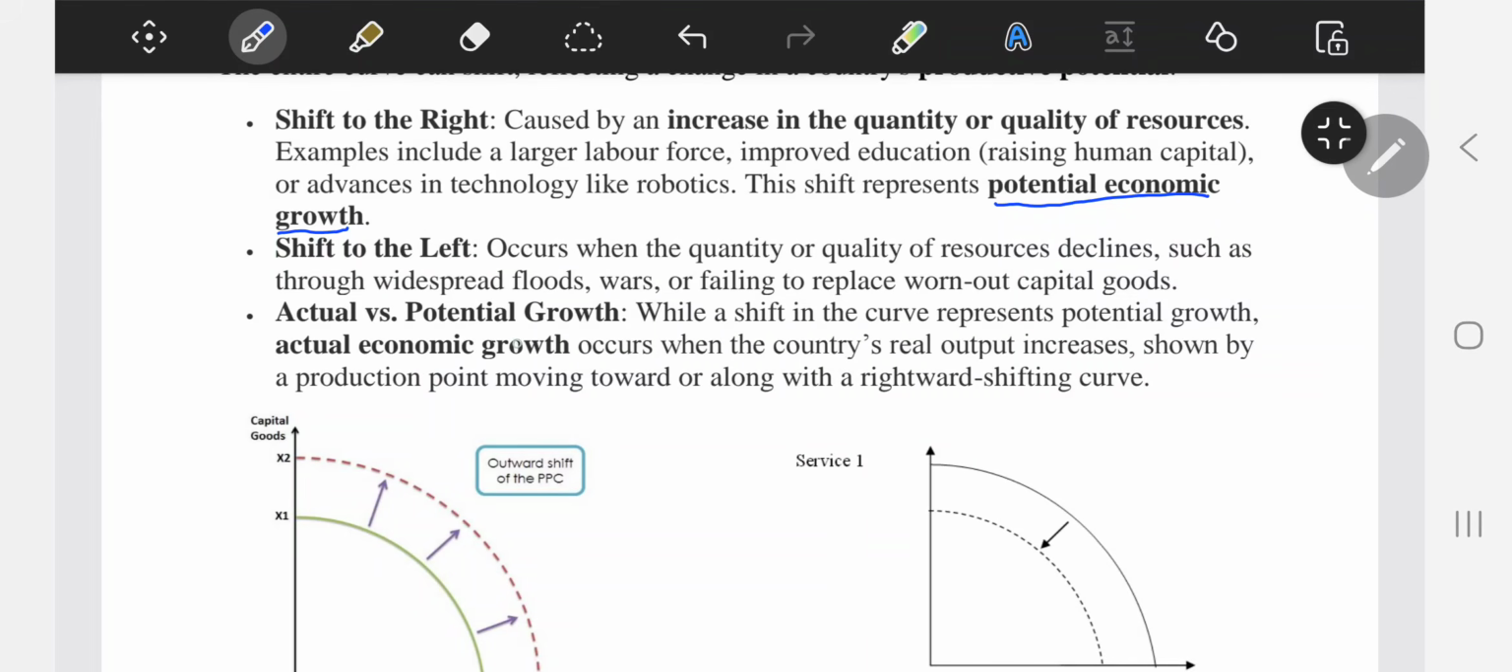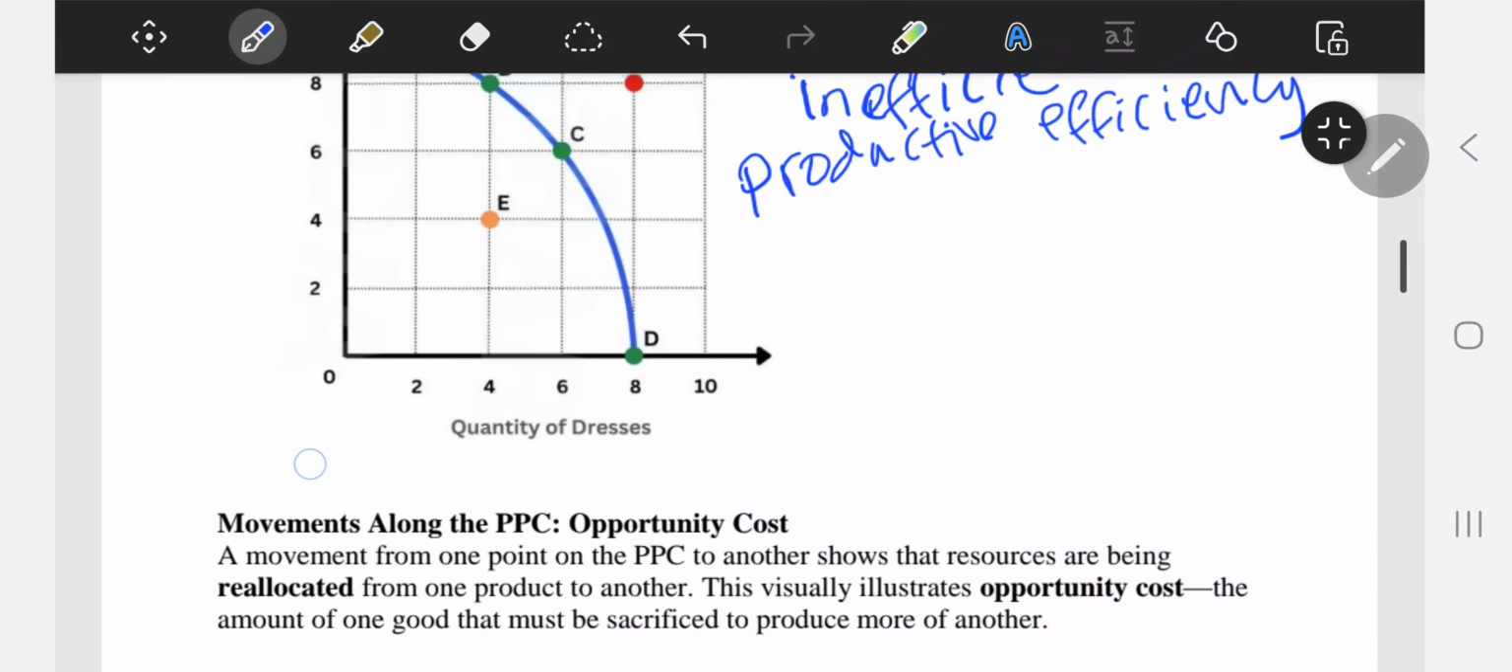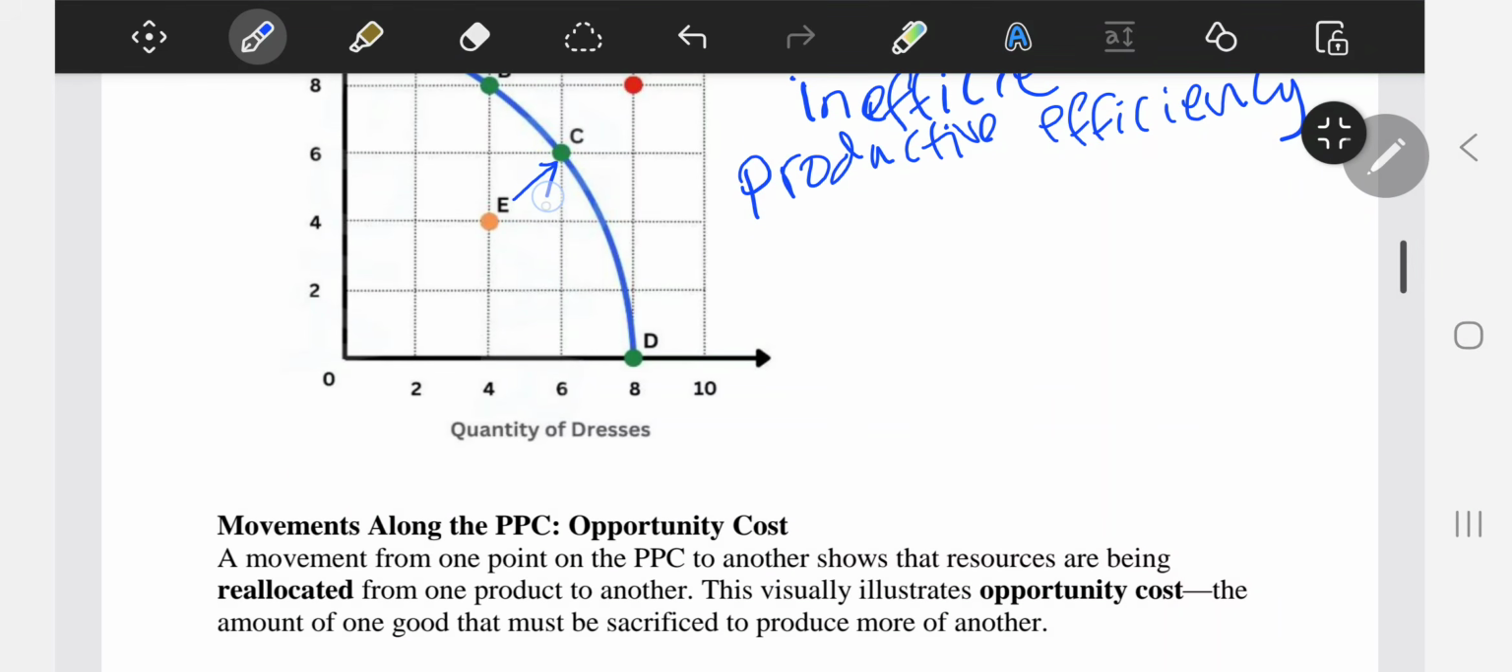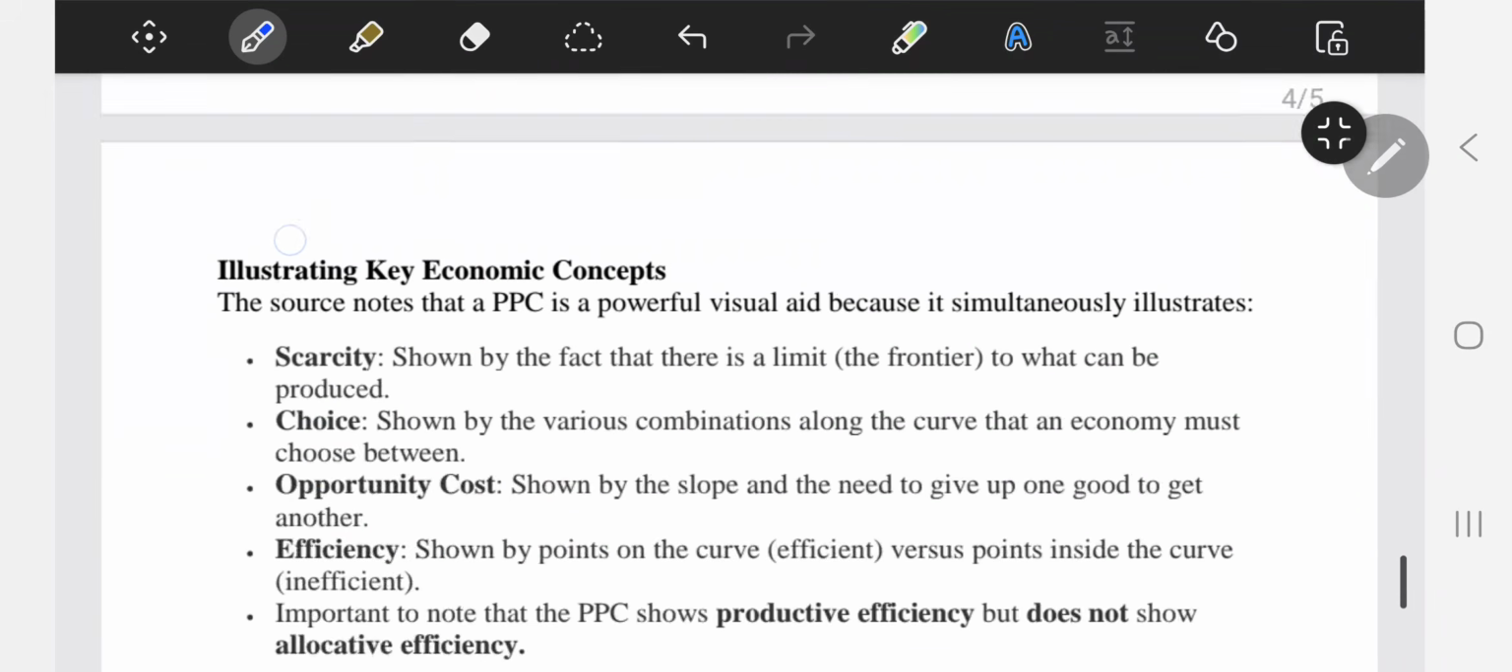So basically, to get a clear, short brief of what actual versus potential economic growth means, a shift in the PPC represents potential growth. Actual economic growth is when real GDP increases or real output increases. And that would be a movement toward the curve. So if this is what we're producing, then we move toward the curve, that would be actual economic growth. For example, from E to C, this would be actual economic growth. Okay, let's move forward.